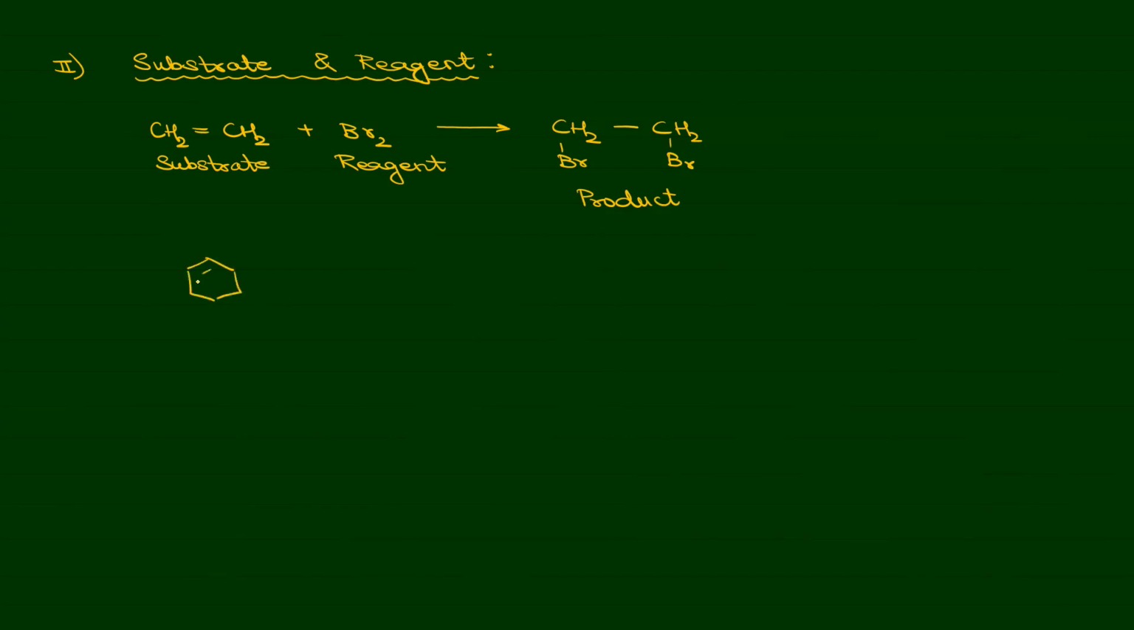Again, for example, if I have benzene reacting with methyl chloride, then the methyl group attaches to the benzene, giving you the toluene compound along with HCl.